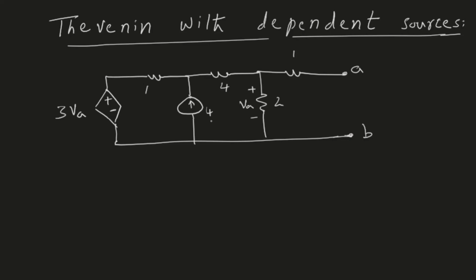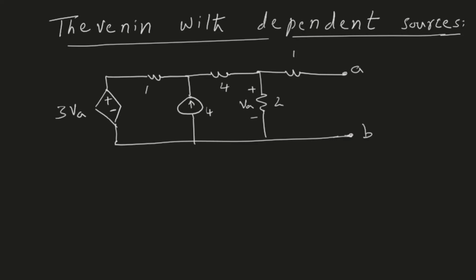So therefore, this is an independent source, whereas this voltage source will produce a voltage which will be dependent on the voltage across this 2 ohm resistor. If this voltage increases, then the output of this voltage source will also increase, and therefore this is called a dependent voltage source.